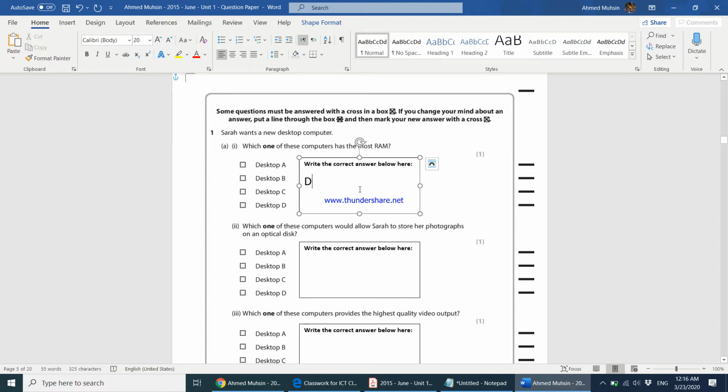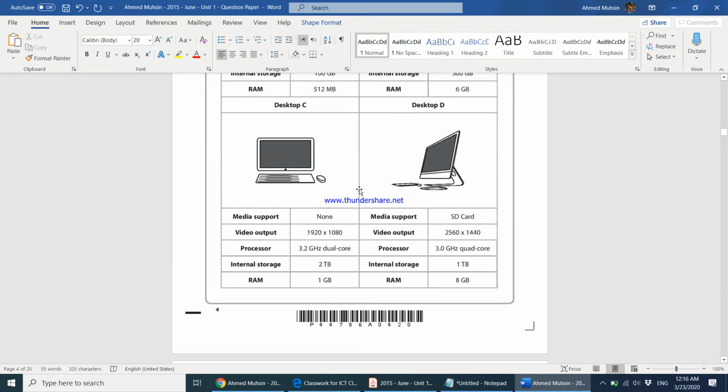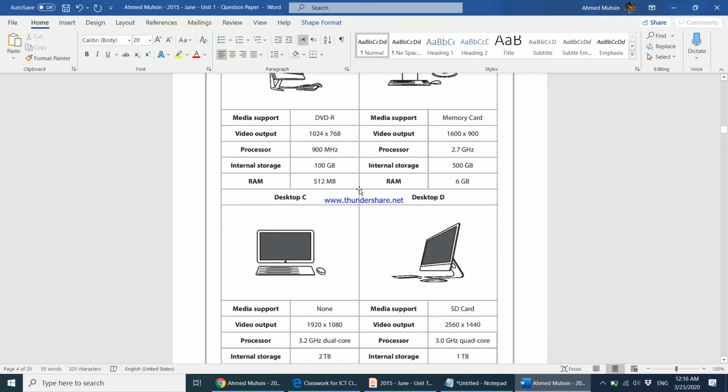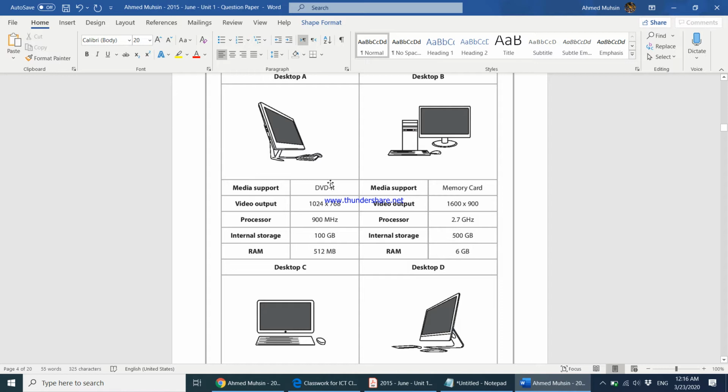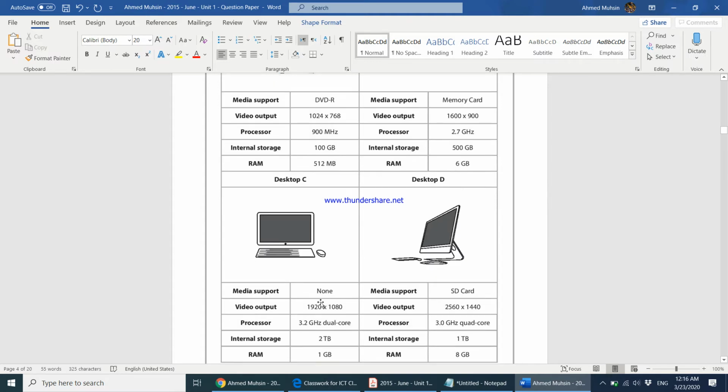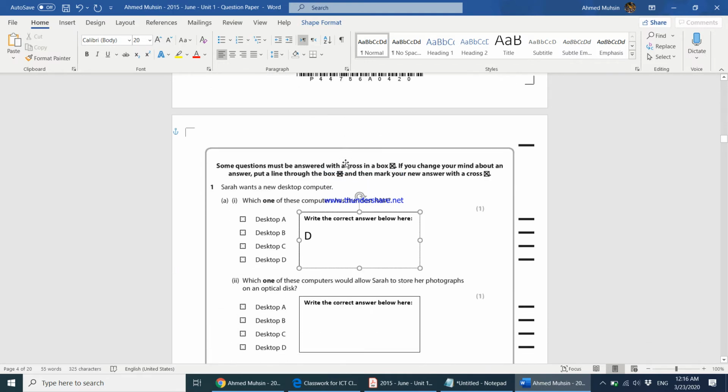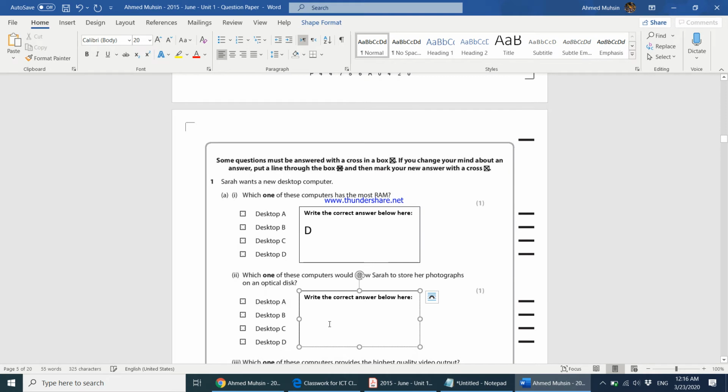So we need to check which one of these computers supports optical discs. So you can see computer A supports DVDs. Desktop B is supporting a memory card. A memory card is not optical, it is flash. C does not support anything. D is also supporting SD card, and we do know that SD card comes under flash memory, not optical. So the answer is going to be A, desktop A. So let's put here desktop A.